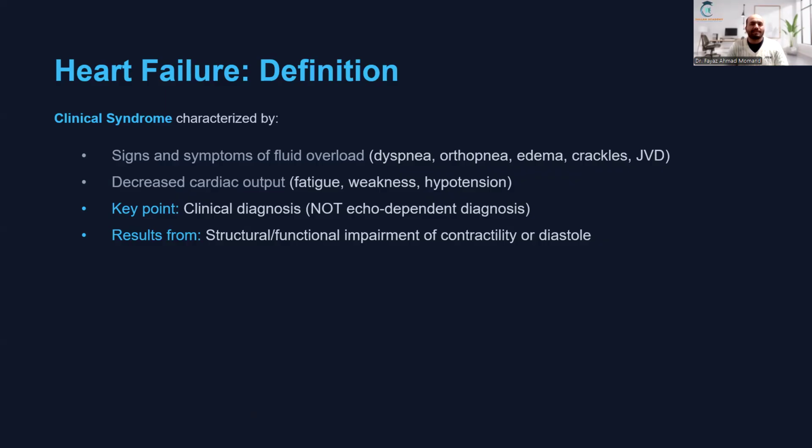It's defined as a clinical syndrome which has signs and symptoms of fluid overload and decreased cardiac output. So, what are signs and symptoms of fluid overload? Patient may experience dyspnea, they may experience orthopnea or dyspnea on laying flat. They may have edema in their extremities. They may have crackles bilateral in their lungs. They may have a jugular venous distension. Hepatojugular reflux may be positive. Decreased cardiac output signs: patient feels tired, weak, has low blood pressure, or has syncope episodes, etc.